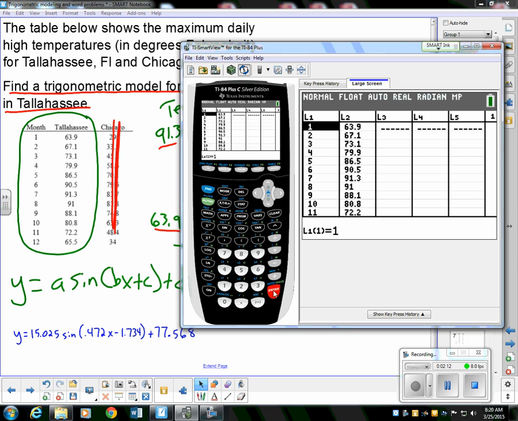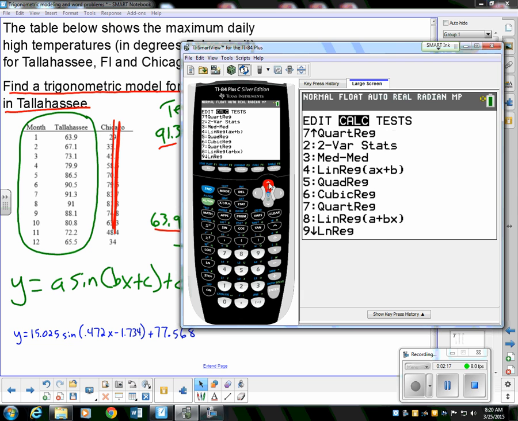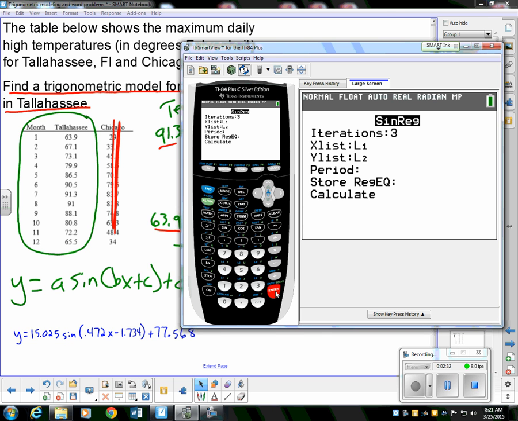And then if we want to create the model, all we need to do is go to Stat, over to Calc, and then scroll up or down, whichever your calculator will let you do, and find SinReg. That's the sine regression. That's a best fit model for the trigonometric modeling that we're going to do. And then, of course, Enter. Now, your screen may not look like mine, but the bottom line is you need to tell this calculator to pull all of your independent or your x values from the list you put your x's in and pull your y values from the list you put your y's in.